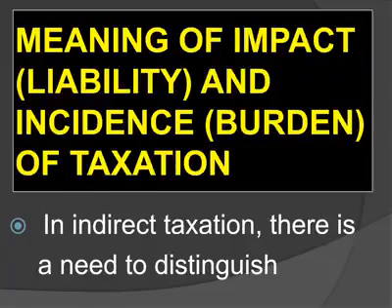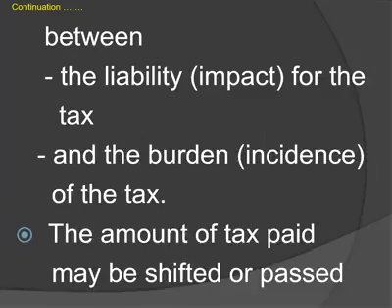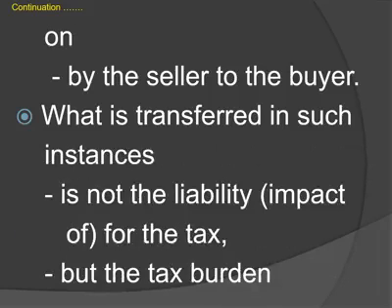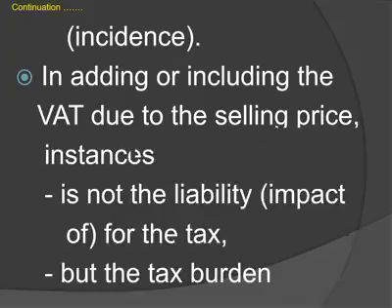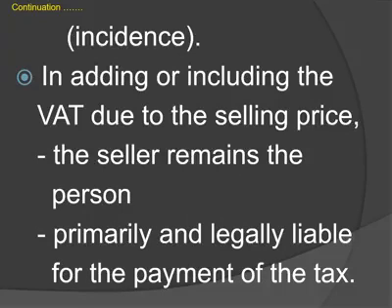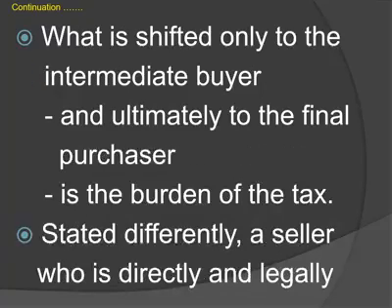In indirect taxation, there is a need to distinguish between the liability for the tax and the burden or incidence of the tax. The amount of tax paid may be shifted or passed on by the seller to the buyer. What is transferred in such instances is not the liability or impact of the tax, but the tax burden or incidence. In adding or including the tax to the selling price, the seller remains the person primarily and legally liable for the payment of the tax, but what is shifted to the intermediate buyer and ultimately to the final purchaser is the burden of the tax.